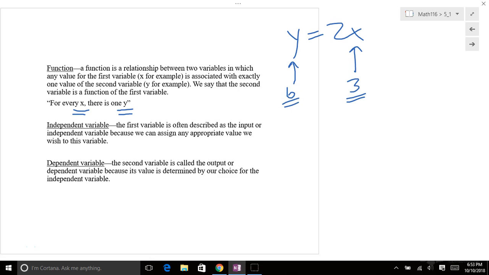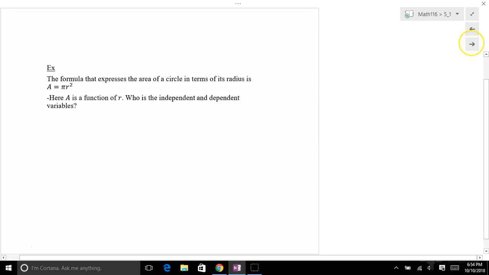Well, this x here in this case is called our independent variable. Not only is it the input, it's also the independent variable. And the output, which is dependent on the independent or input, is called the dependent variable. Okay, so the dependent variable is what comes out.